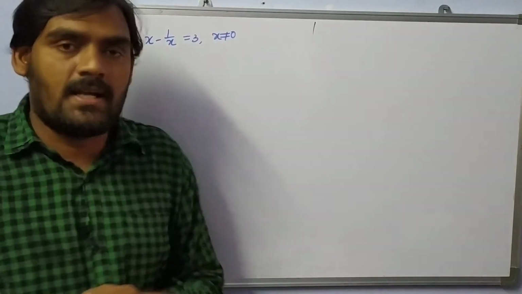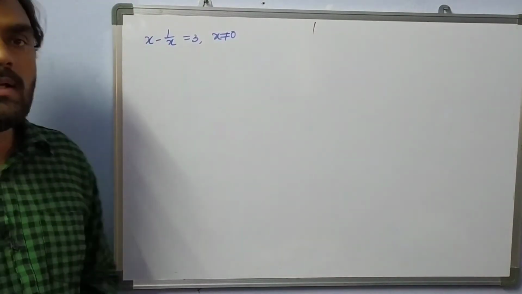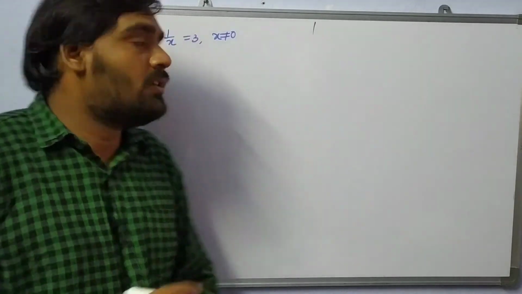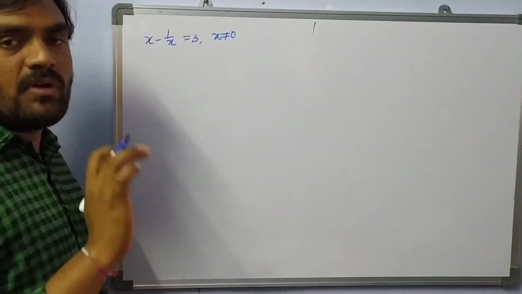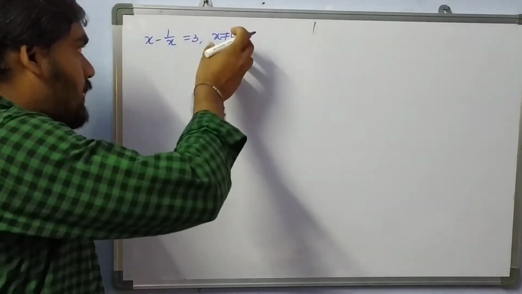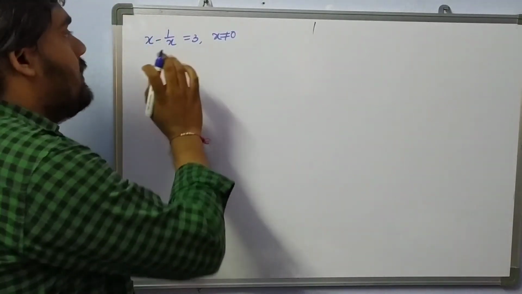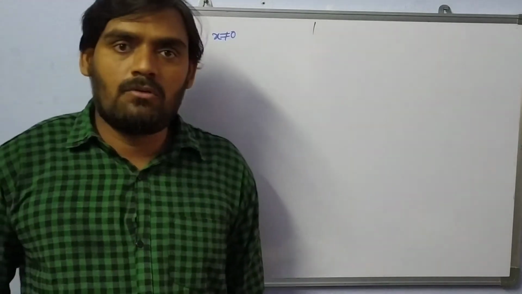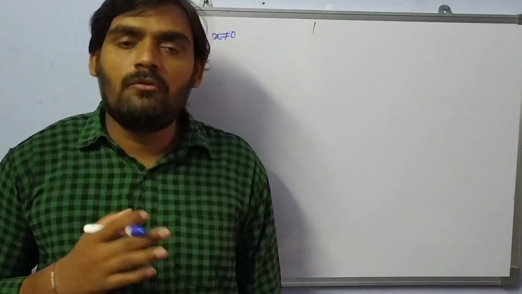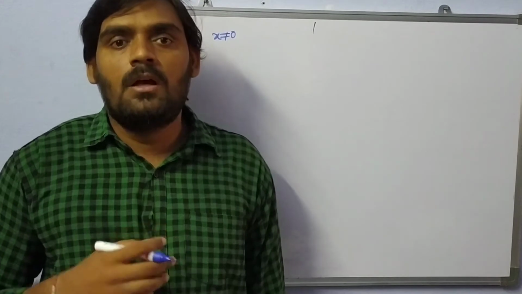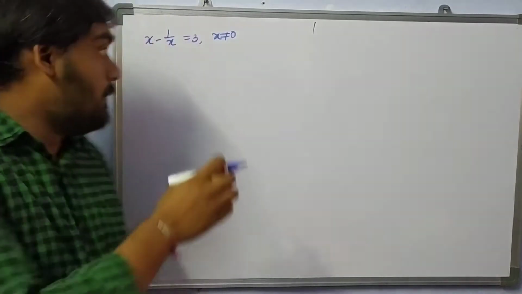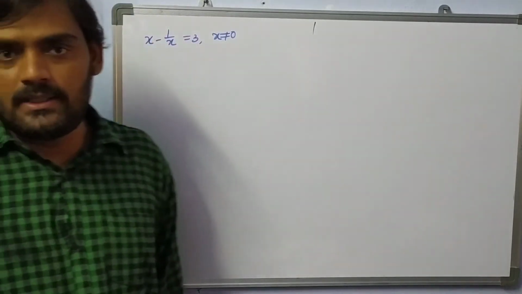Why have they given this condition, x is not equal to 0? Suppose you take x is equal to 0, then 1 by x means 1 by 0, which we can't define. That is why they gave the condition x is not equal to 0. For this equation, we need to find the roots of a quadratic equation. Up to now, we know how to find roots of a quadratic equation, but this is not in the form of a quadratic equation.